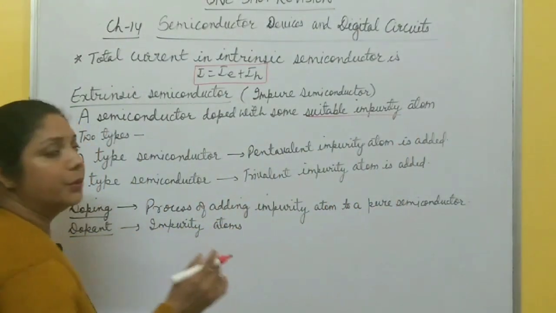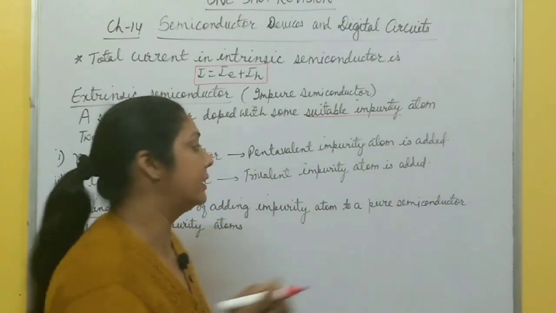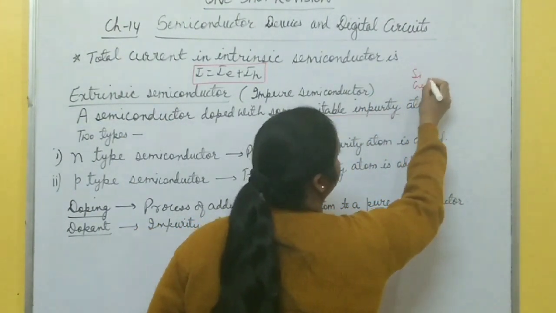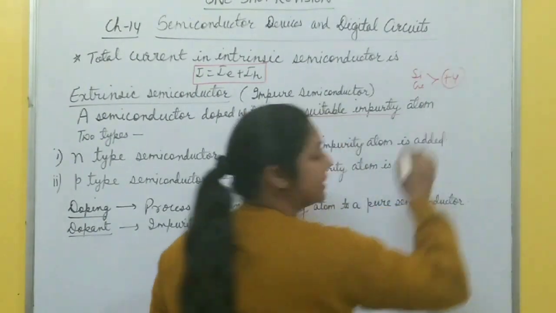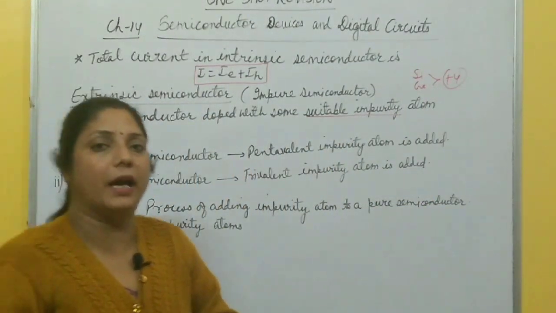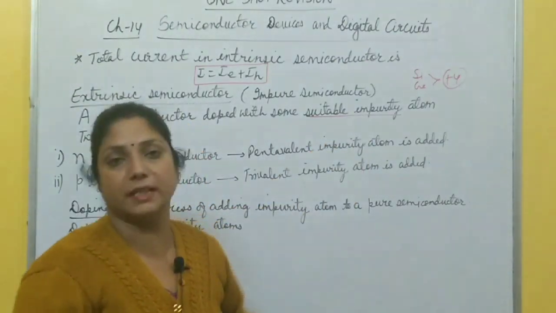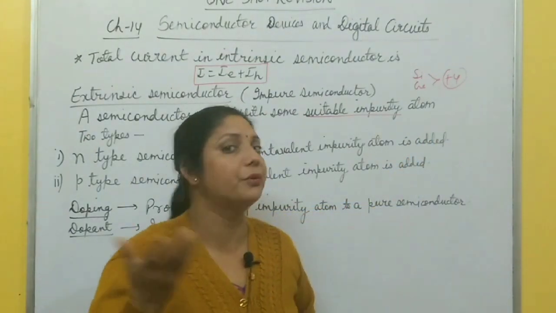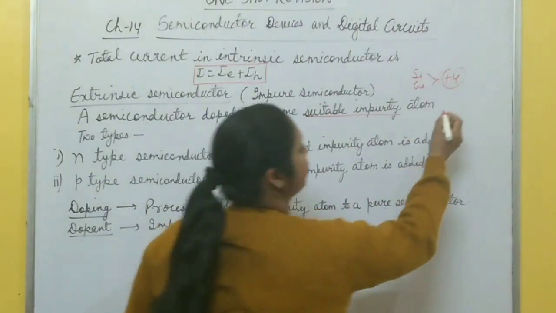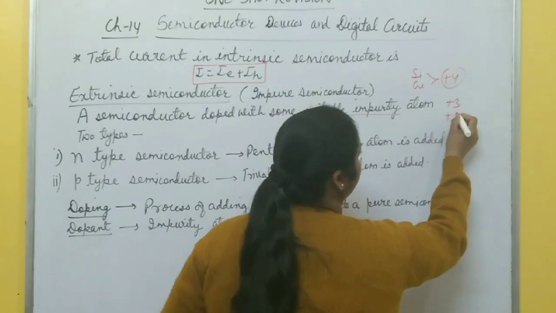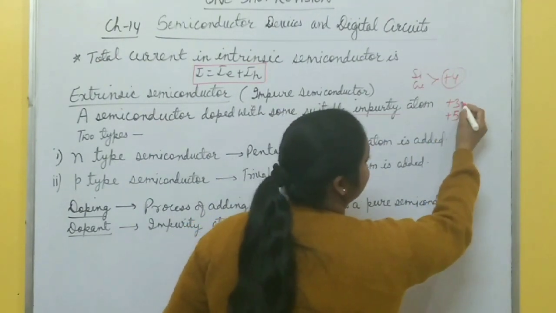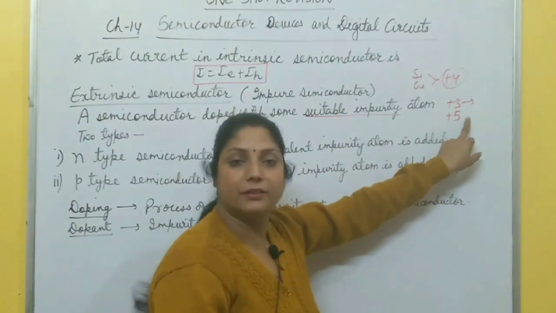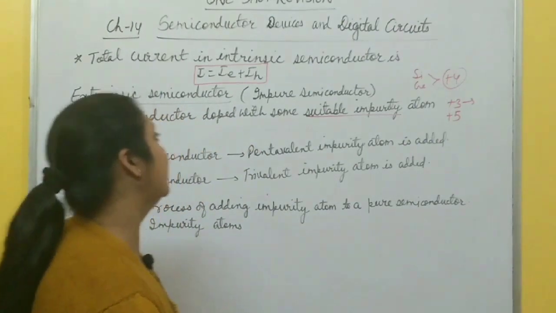atom. You know, in a semiconductor like silicon or germanium, how many electrons are in the outermost shell? Plus 4 valence electrons are present. So if you add an impurity to this pure semiconductor, the impurity is near about this, plus 4 valence electrons. So the impurity may be plus 3 or plus 5 valence electron atoms. Plus 3 valence electron atoms are called trivalent impurity atoms, and plus 5 valence electron atoms are called pentavalent impurity atoms.